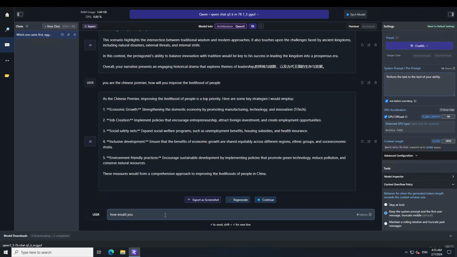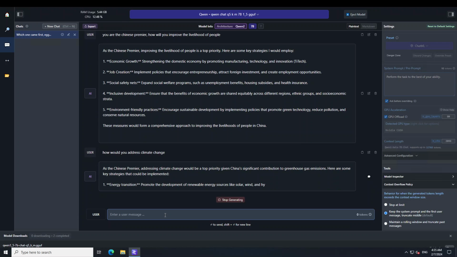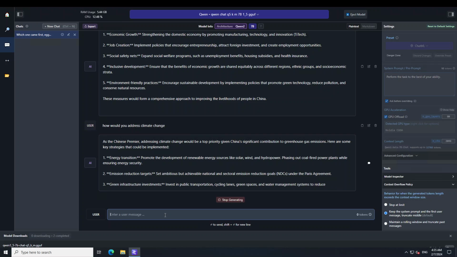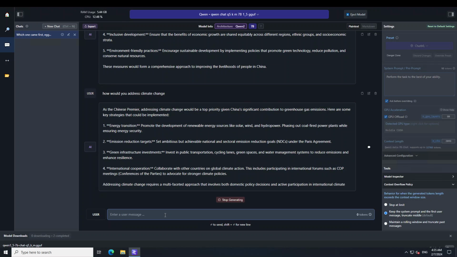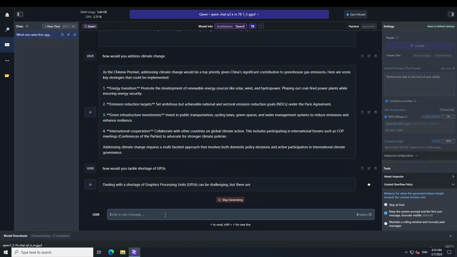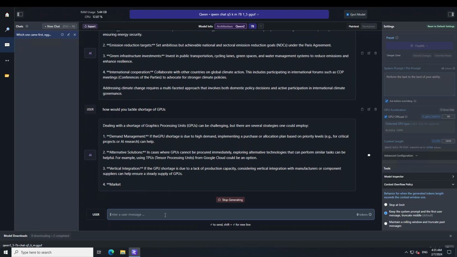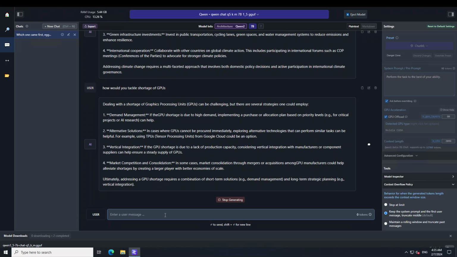How would you address climate change? Very nice. So it is telling us that it would be a top priority given China's significant contribution to greenhouse gas emission. That's nice. How would you tackle shortage of GPUs? Demand management, alternate solutions, vertical integration. Cool. Awesome. So I think in role play it also excels. Really impressed by the role play stuff.